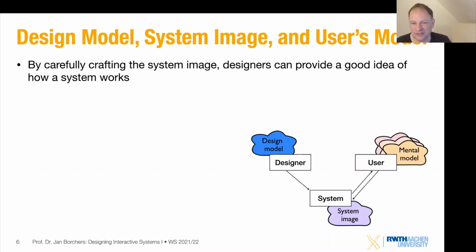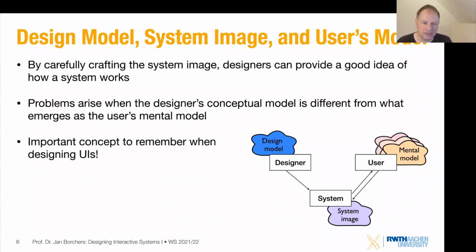So as we see, in the case of a user in Germany, for example, seeing these little yellow things, he'll have more trouble building the right mental model, because that thing that you put into the system image, the yellow folder icon, is not something that speaks to these people readily. So when the designer's conceptual model is different from what emerges as the user's mental model, then we're in trouble. And this is an important concept to remember when you're designing user interfaces.